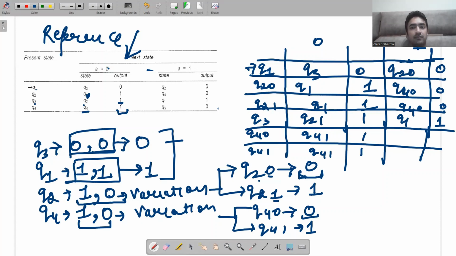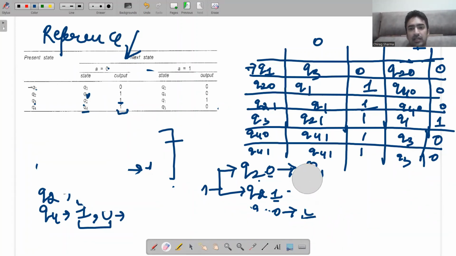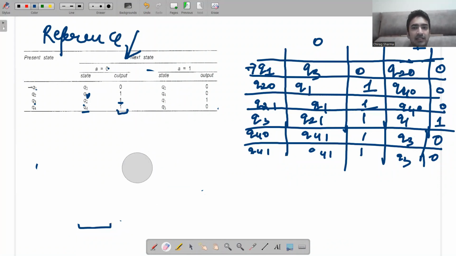Q4 1, when it is given 1, it goes to Q3. And Q3 already has one output associated with it, 0. So this is the table that I constructed. All you have to do is, it's as simple as it can be how to basically construct the entire part.